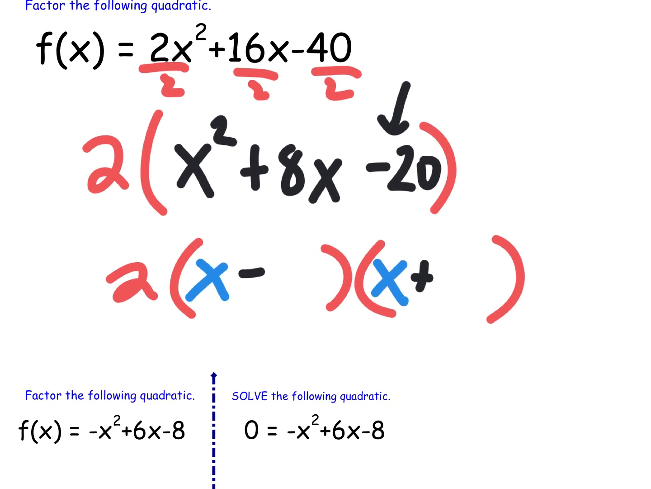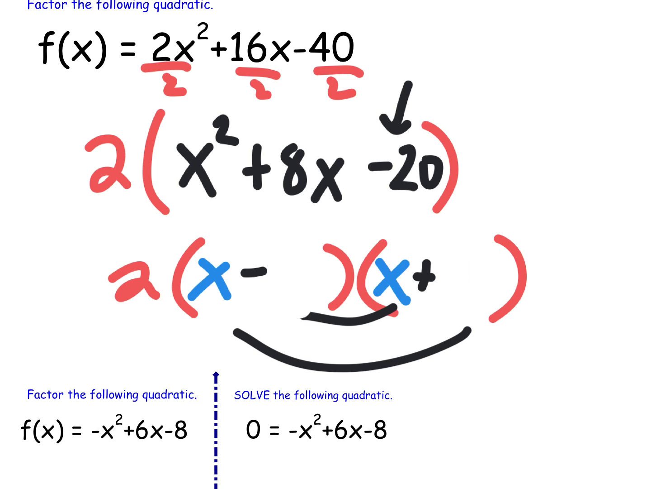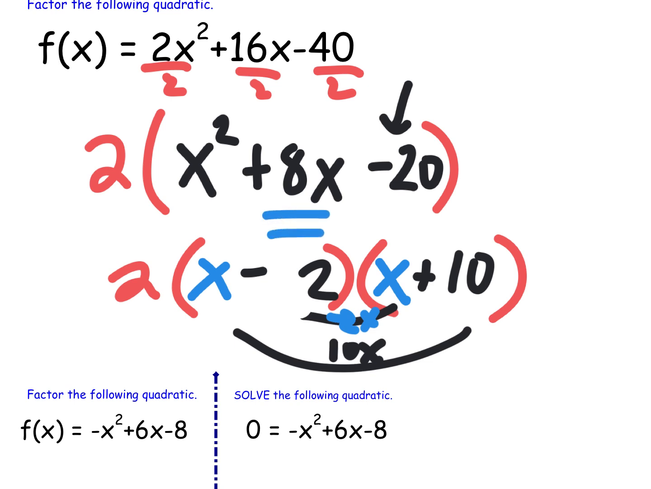So 5 and 4 makes 20. Fail fast. Outside, inside, that did not make 8. Not 5 and 4 then. What else makes 20? 2 and 10. So I put a 2 here and a 10 here, and I got to check it quick. Outside is 10x. Inside's negative 2x. It feels right. I just got to think it through. Does 10x and negative 2x make positive 8? Yup, it does. I checked the outside and inside, and I know I'm right now.